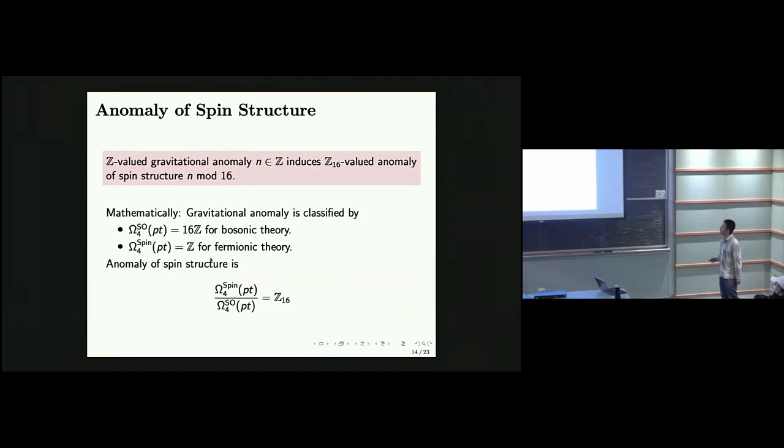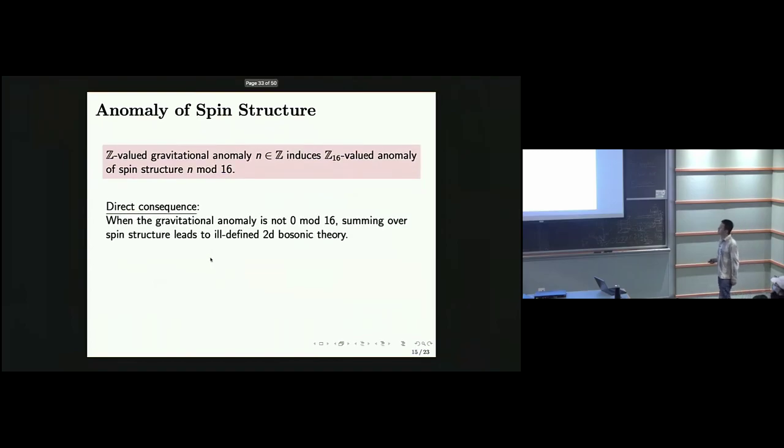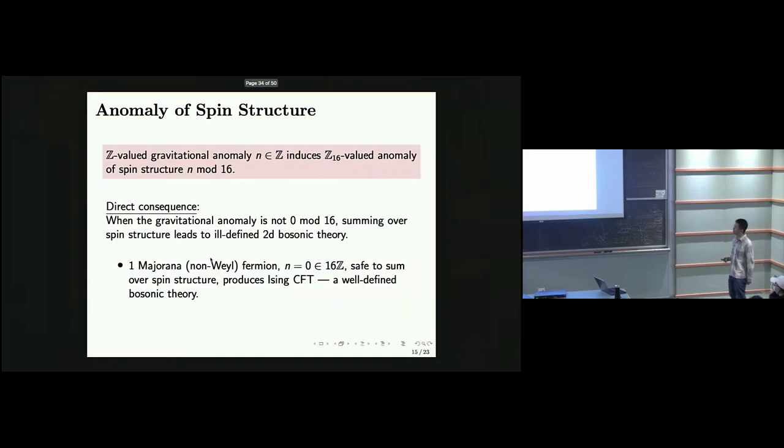Okay. So this observation has a direct consequence. The consequence is that when the gravitational anomaly is not 0 mod 16, then we cannot sum over the spin structure to get a well-defined theory. If you literally sum over the spin structure, you'll get something ill-defined as a bosonic theory. And this is indeed the case.